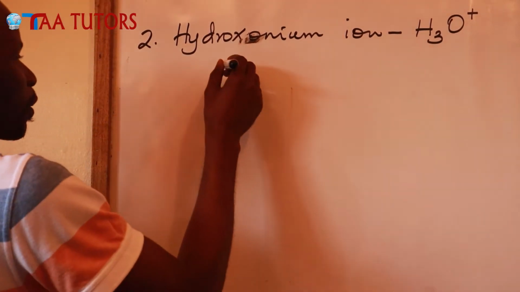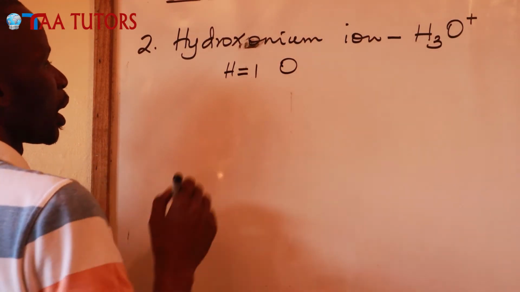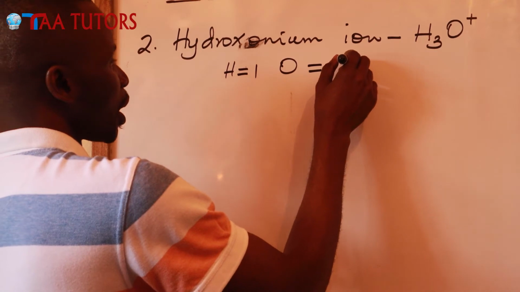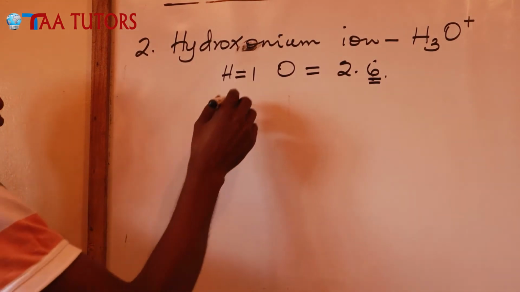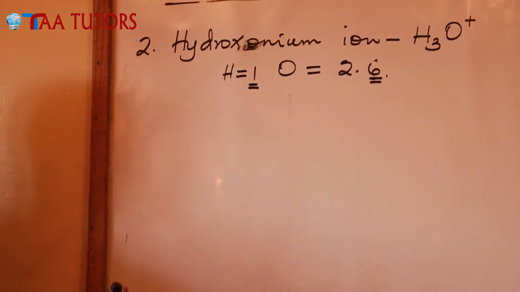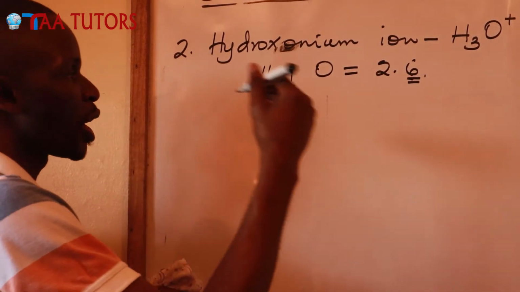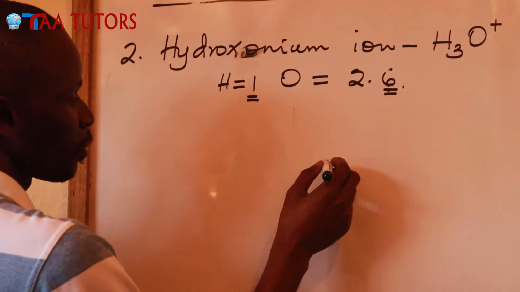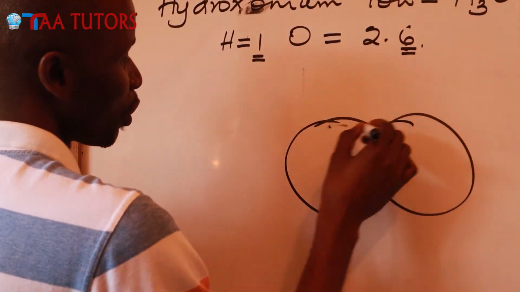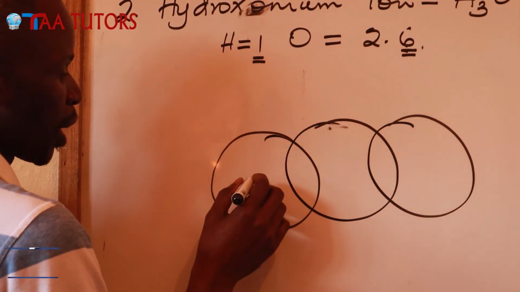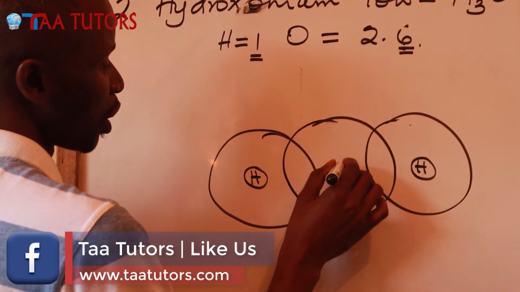Water we know is formed from hydrogen and oxygen, and we know that hydrogen has 1 electron in the outer energy shell, oxygen has 6 electrons in the outer energy shell. So oxygen requires to gain 2, while hydrogen requires to gain 1. So we need 2 hydrogen atoms to donate 2 electrons that oxygen can share. If we draw the dot cross diagram, we are going to see something like this, where we have hydrogen here, hydrogen there, then oxygen here.